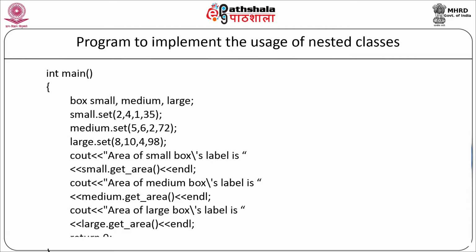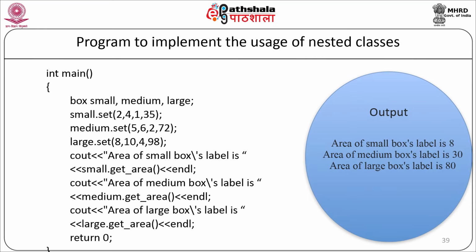Cout area of medium box label is medium.getArea endl. Cout area of large box label is large.getArea endl, return 0. Now when the above code is compiled and executed, it will produce the result as area of small box label is 8, area of medium box label is 30, and the area of large box label is 80.